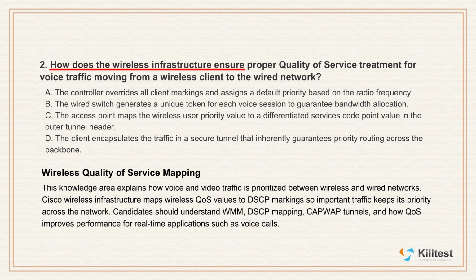Option A, the controller overrides client markings based on the radio frequency band. Option B, the wired switch generates a unique session token for voice bandwidth. Option C, the access point translates the wireless WMM user priority into a DSCP value inside the CAPWAP tunnel header. Or option D, the client encapsulates the traffic in a secure tunnel that inherently guarantees priority routing.